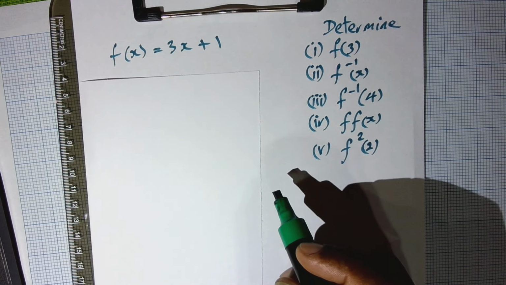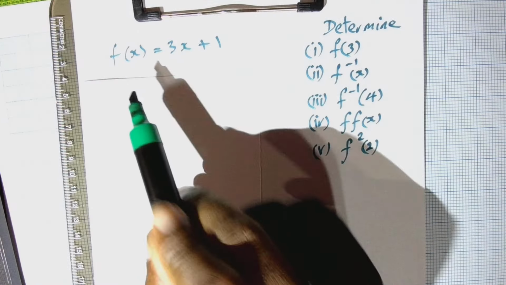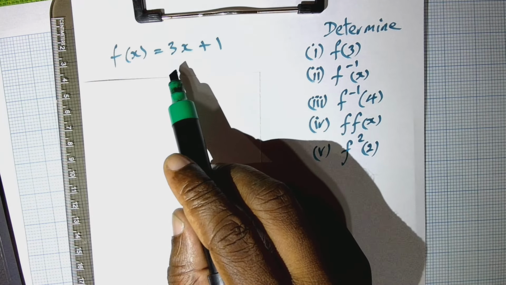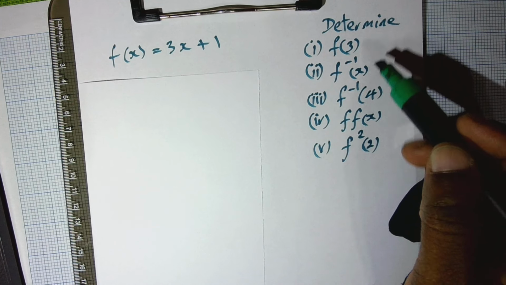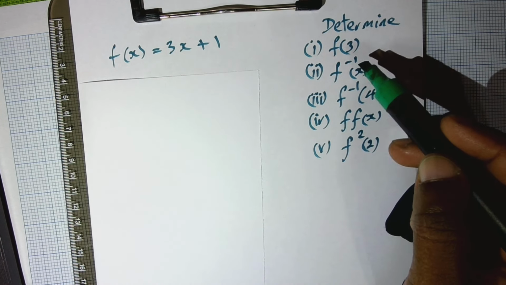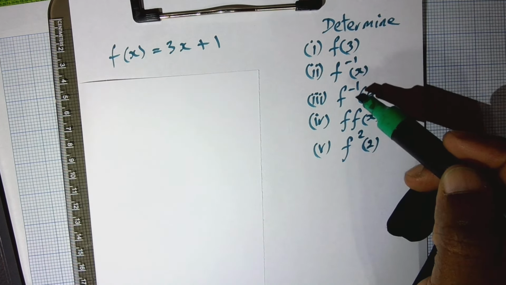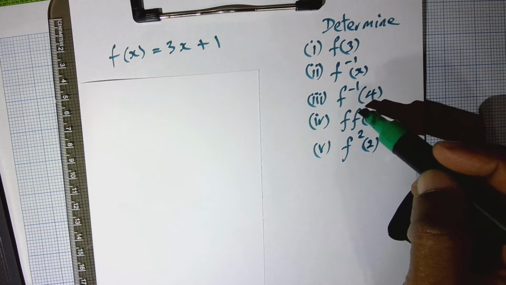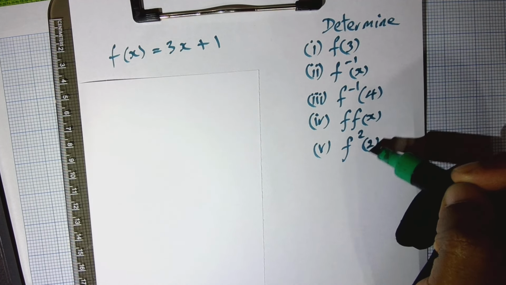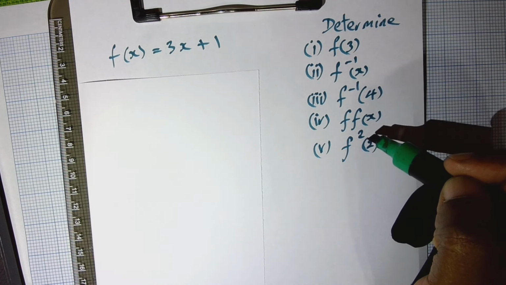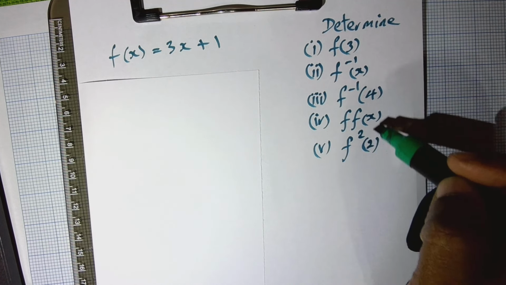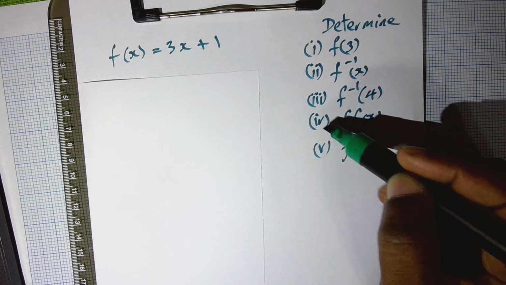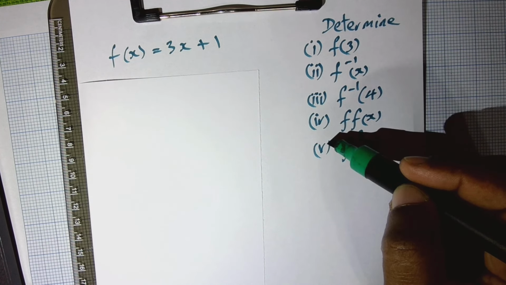Right, so we're looking at functions, and here we have the function f of x is equal to 3x plus 1. And we're asked to determine f of 3, the inverse of f of x, the inverse of f of 4. Now f of x, f squared of x, well, this is actually f squared of 2. Okay, alright. So there's something that I gotta explain about this with number 4 and number 5.